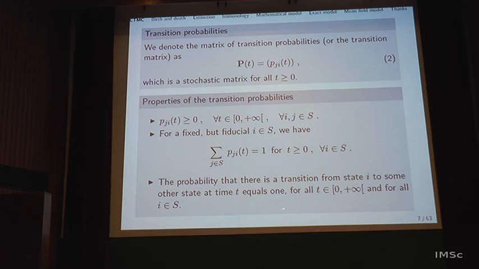So then with that, my transition probabilities form a matrix, and of course properties of these transition probabilities, they are all greater than or equal to 0, so positive or 0. And what we know is that if I fix my fiducial state i, and I go over any possible transition to state j at any given time, and I add them up, that of course needs to be 1 at all times. So that's just conservation of probability. And the probability that there is a transition from a state i to some other state at time t equals 1. So that would be important.